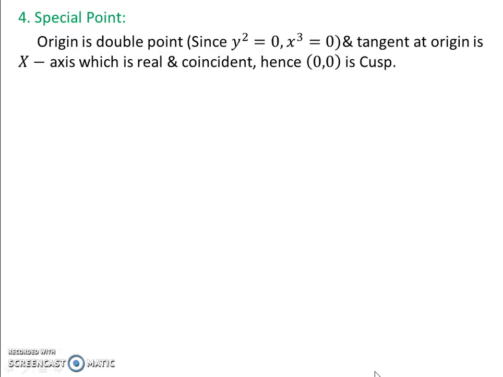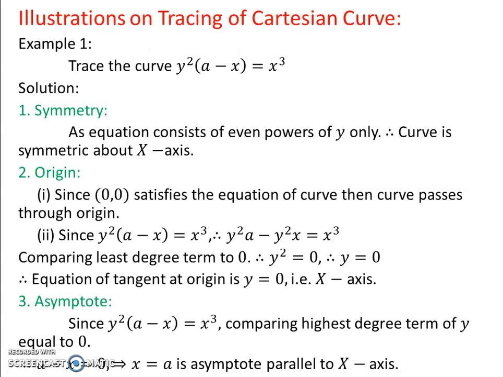Now we will be interested in finding whether there is any special point. Special point means, is there any double point? If you look at the equation, the origin is a double point, because y² = 0, that is, y has two values 0, 0, and x³ = 0, therefore it has 0, 0, 0, three values. Obviously (0, 0) is the double point. And considering the previous part, we are getting only one tangent at the origin, that is, the x-axis.